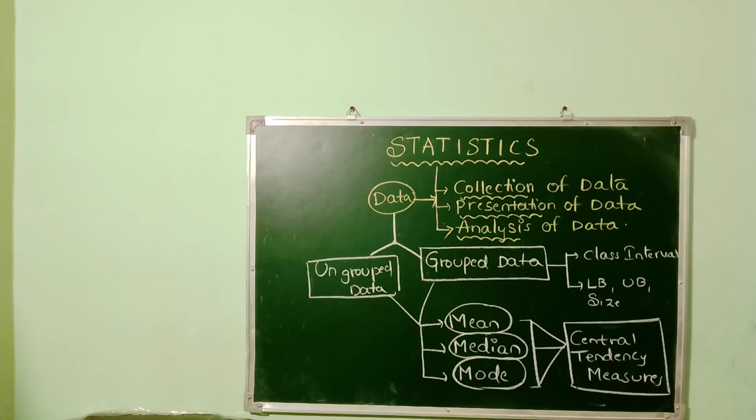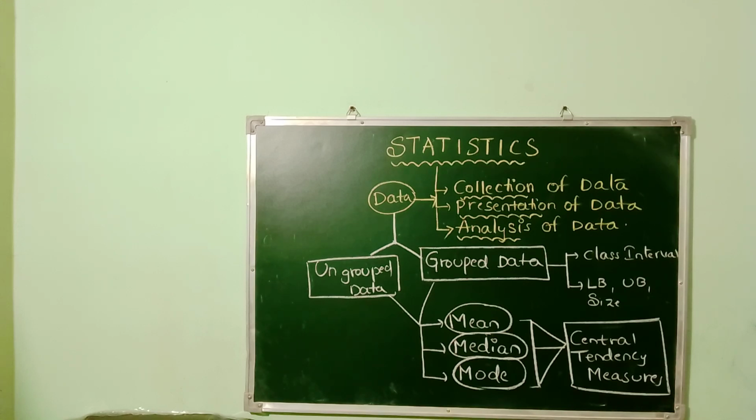But in grouped data, we will have class intervals. In those class intervals, again, it will be divided into lower boundary, upper boundary, and the size of the class with a particular number. So finally, in grouped data, we will observe that class intervals exist. In those class intervals, we observe the lower boundary as well as the upper boundary, and the difference between the lower and upper boundary is nothing but the size.